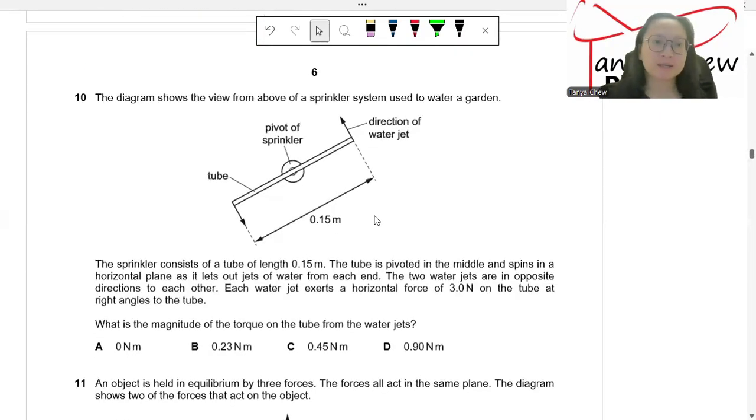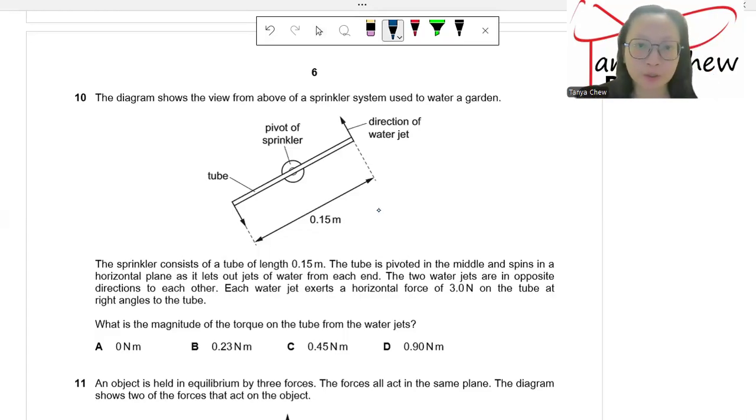Question number 10. The diagram shows the view from above of a sprinkler system used to water a garden. The sprinkler consists of a tube of length 0.15 meter. The tube is pivoted in the middle and spins in a horizontal plane as it lets out jets of water from each end. The two water jets are in opposite directions to each other. Each water jet exerts a horizontal force of 3 Newton on the tube at right angle to the tube.